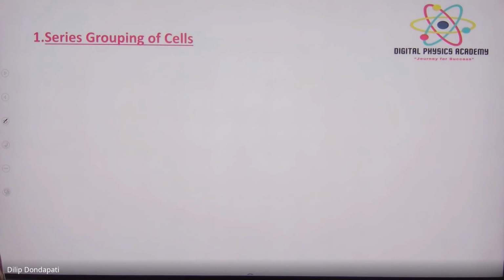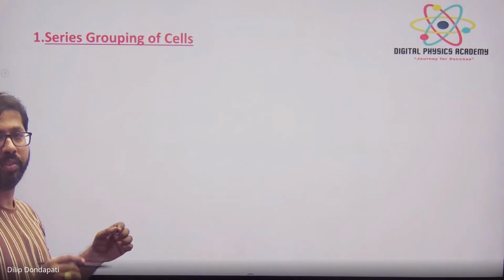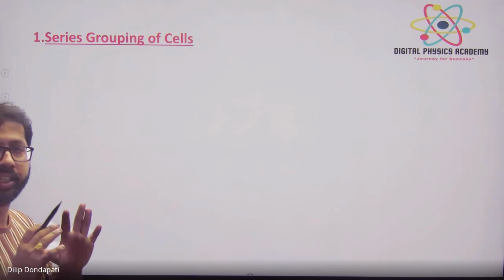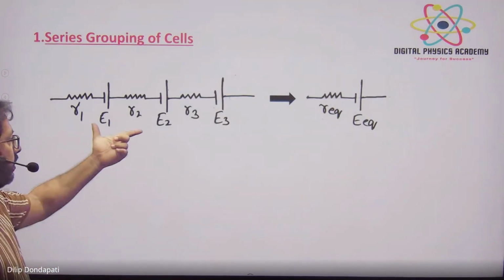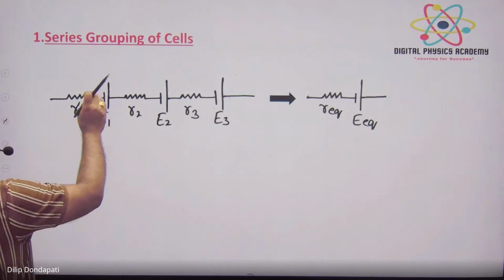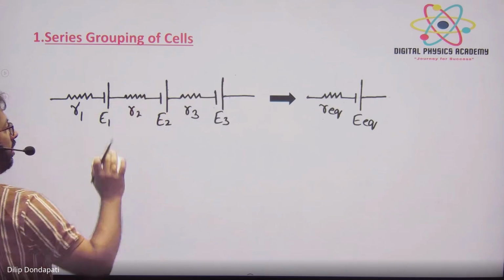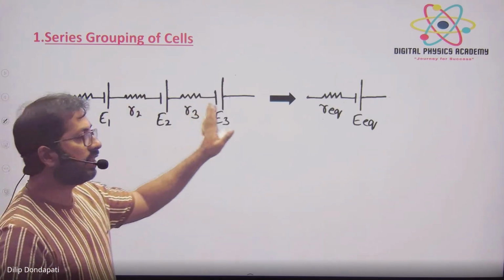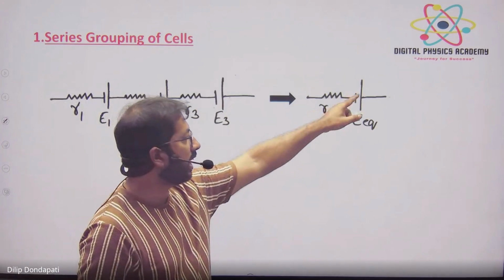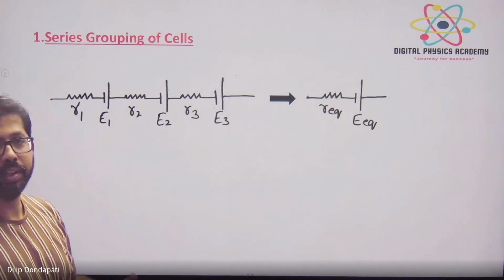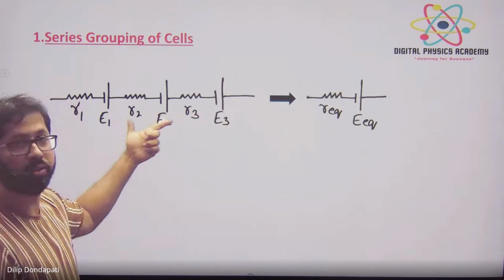तो सीरीज ग्रुपिंग ऑफ सेल्स, लाइक सेल्स, यू नो सेल का सिंबल मालूम है ना, प्लस माइनस वाला. इट हैज सम कंपलसरी इंटरनल डिस्टेंस विल बी देयर, राइट. सो सीरीज ग्रुपिंग में आई कंबाइन लाइक दिस. देखो, one cell has internal resistance R1, second cell internal resistance R2, third cell internal resistance R3. Okay, these are connected in series. I call this as R equivalent and this is E equivalent. Our intention is to find E equivalent and R equivalent of the group of cells.